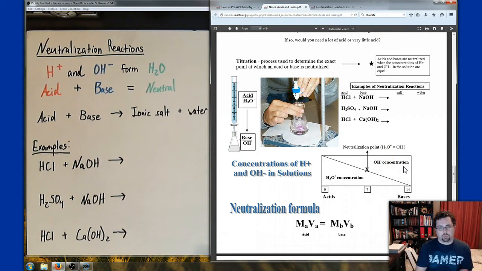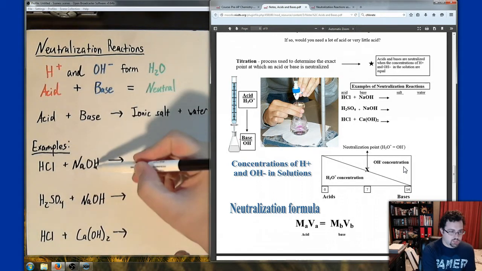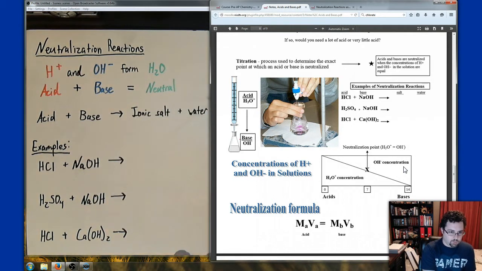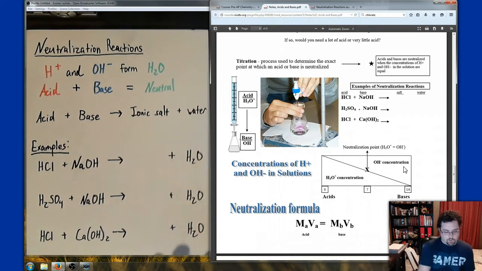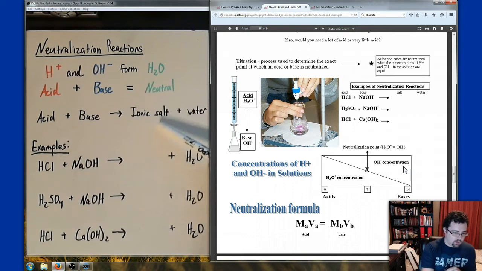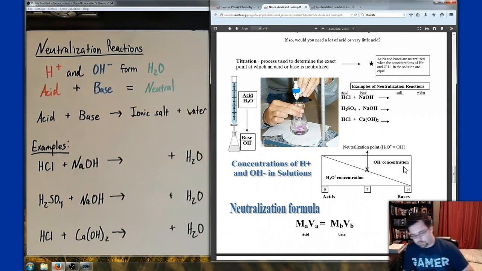The good thing with neutralization reactions is you can pretty much always know what one of the products is going to be. The H and the OH from the acid and the base are always going to come together and form water. So I know all three of these are going to form water as one of their products. It's the other product that we're concerned about. So this other product is an ionic salt, and by salt I don't mean necessarily table salt. An ionic salt can be any ionic compound with a metal and a non-metal, formed from two ions.